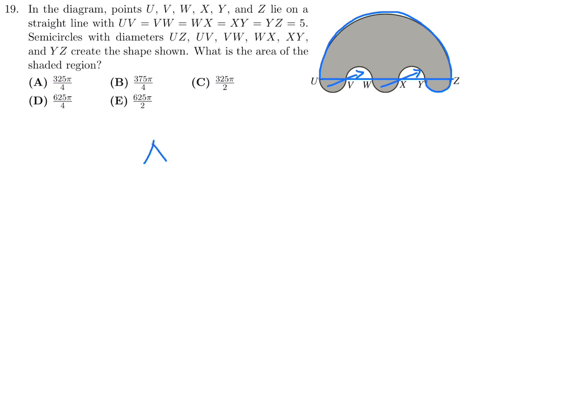So the area we're trying to figure out is the big semicircle, so pi r squared divided by 2, which is this big guy right here, plus a small semicircle, so pi small r squared over 2, and that's this guy right here. Okay, so all we have to do is figure out the radii and we're done.